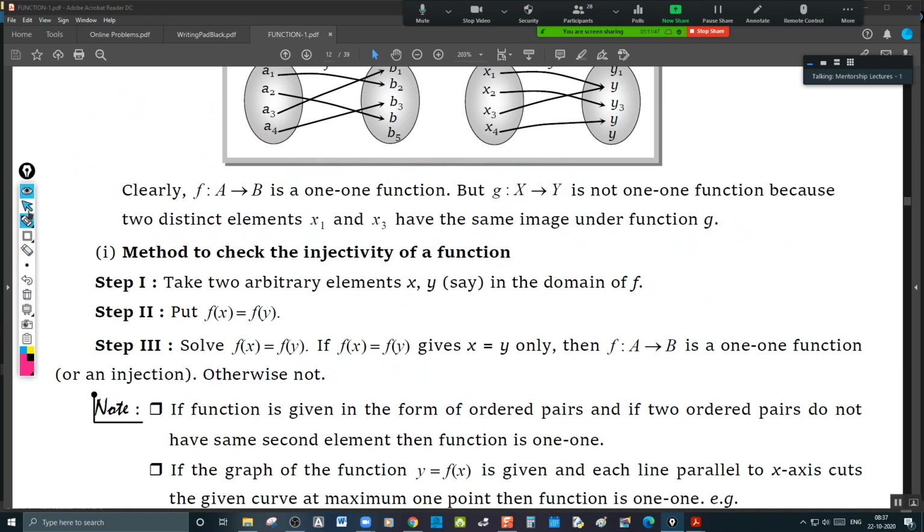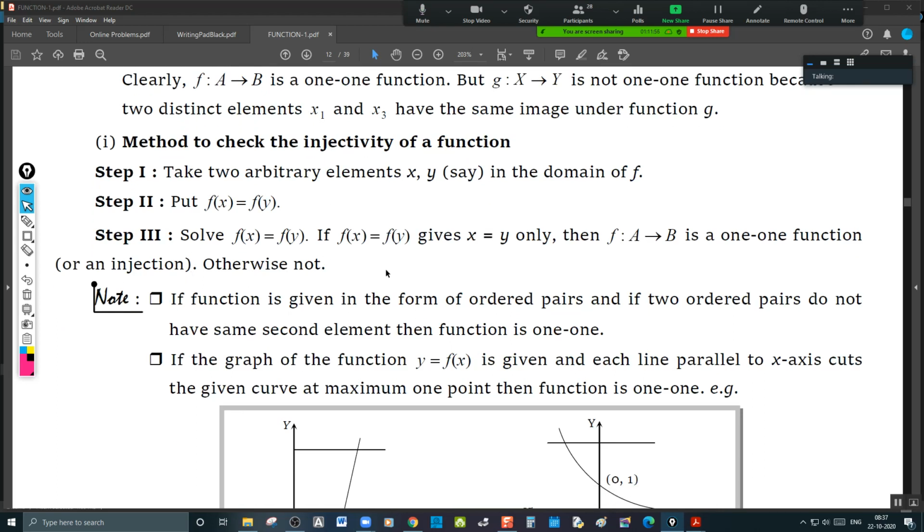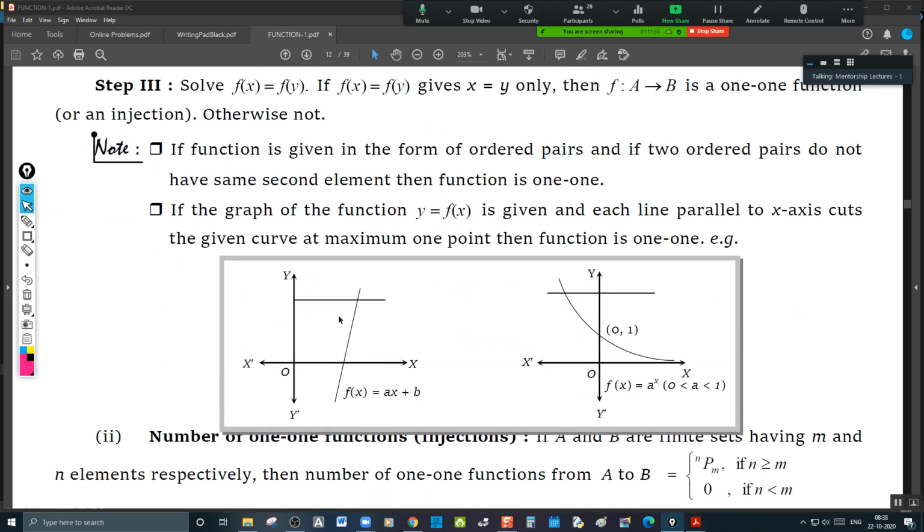Okay, this is what you have to understand with regards to the verification of injectivity of the function, or one-one function. Similarly, graphically, just now I said, if you take a straight line and draw a line parallel to the x-axis, it is intersecting only in one point, and hence it is a one-one function. Similarly, here also it is intersecting in only one point, and hence it is a one-one function. If it is intersecting in more than one point, it won't be a one-one function.